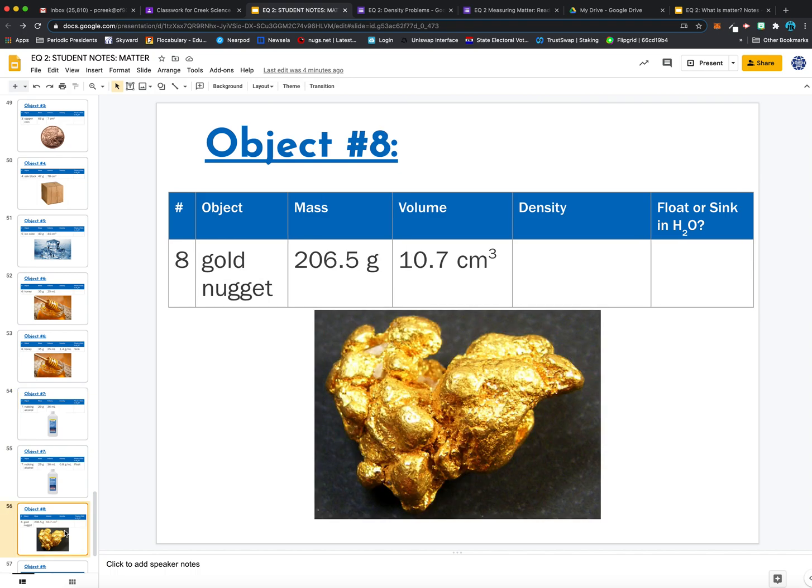Number 8, a gold nugget. Gold is a very dense element, so you're probably expecting this density to be a little higher than the ones you've gotten before. So number 8, gold nugget, 206.5 grams, 10.7 cubic centimeters as a volume. Remember, we're going to round our density to the nearest tenth, so the first decimal place. So go ahead and calculate the density and float or sink in water, and pause the video.